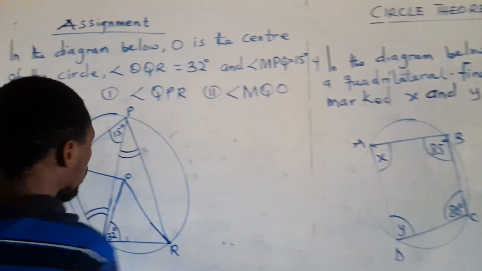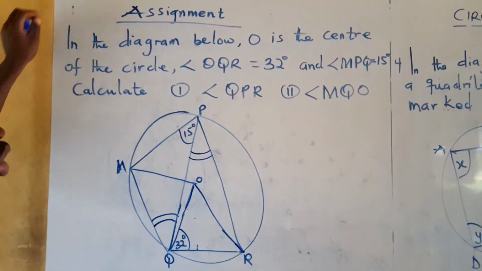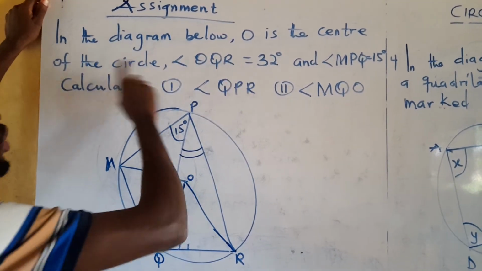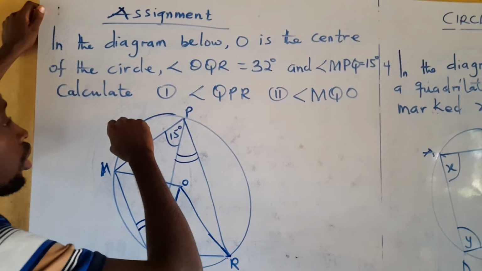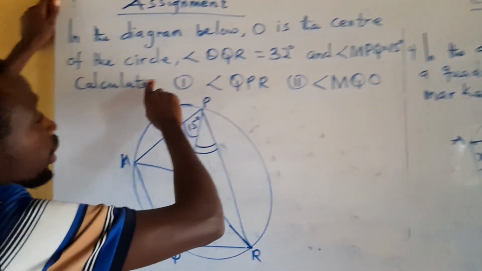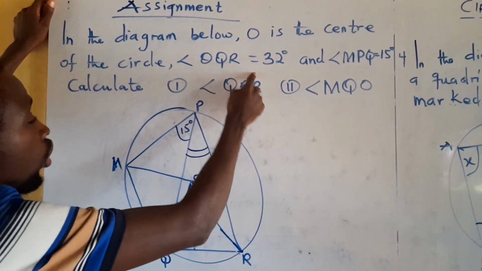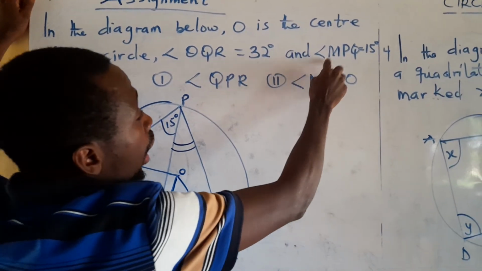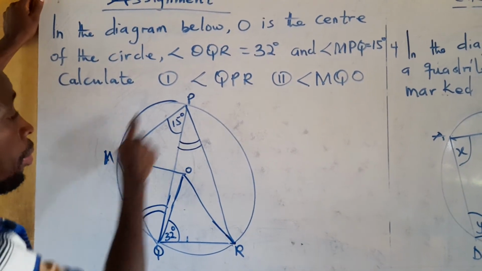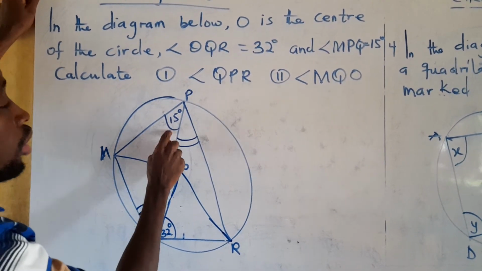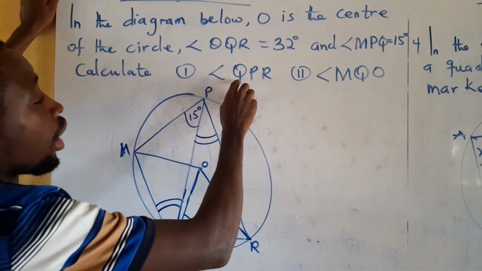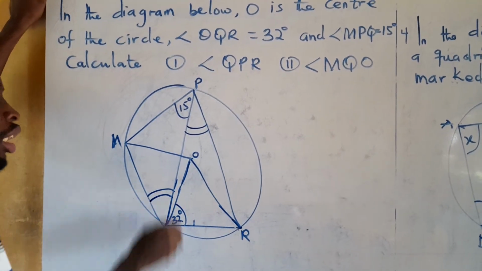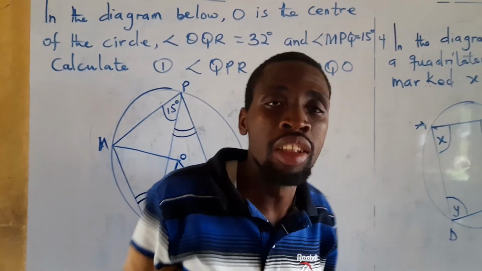So as an assignment, please drop your answers in my comment box so that I will see if you are correct. They say in the diagram below, O is the center of the circle. Angle OQR is 32 degrees. And angle MPQ is 15 degrees. So calculate the value of angle QPR, that's this angle, and angle MQR, that's this angle. Please solve it and leave your answers in my comment box.